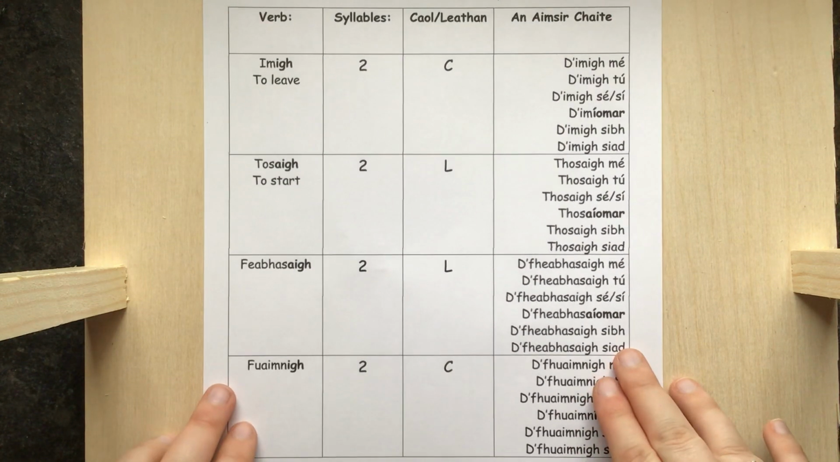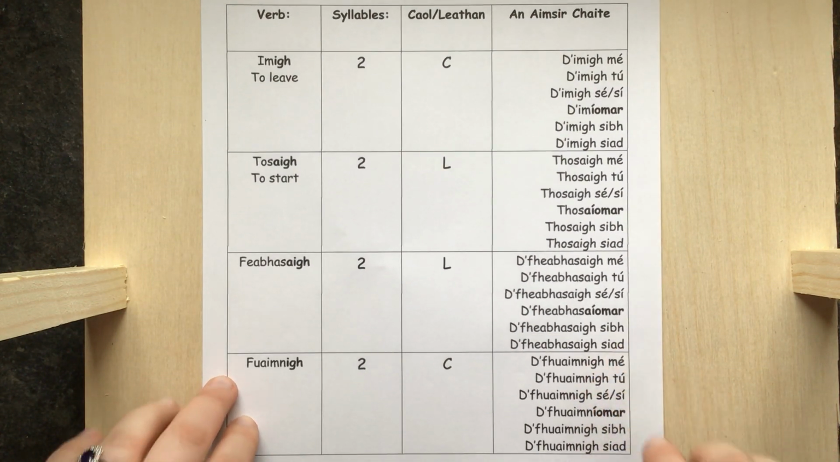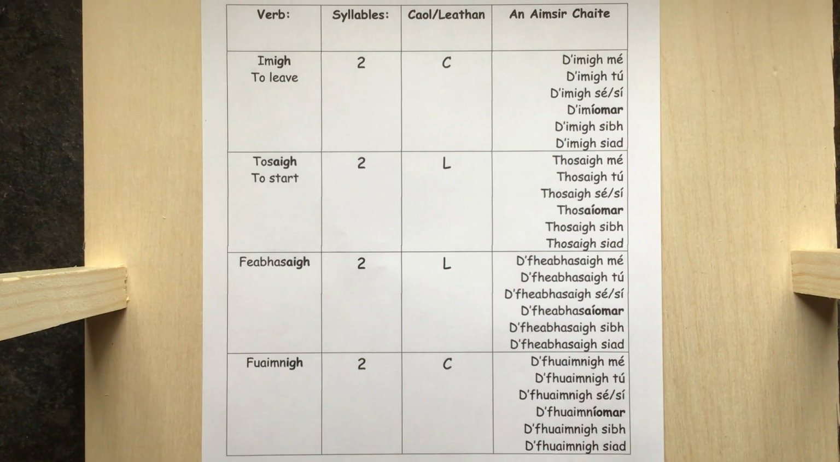So again, guys, we're going to look at the amount of syllables that the verbs have and whether they are quail or lahan. So we have imig, tosig, fiosig, agus, fumnig. You can see there, guys, that IGH is a quail ending and AIGH is a lahan ending. We also know that these are two syllable verbs, so they are part of the group An Dara Réimniú. And so we will apply the rules that apply to these verbs to conjugate them.